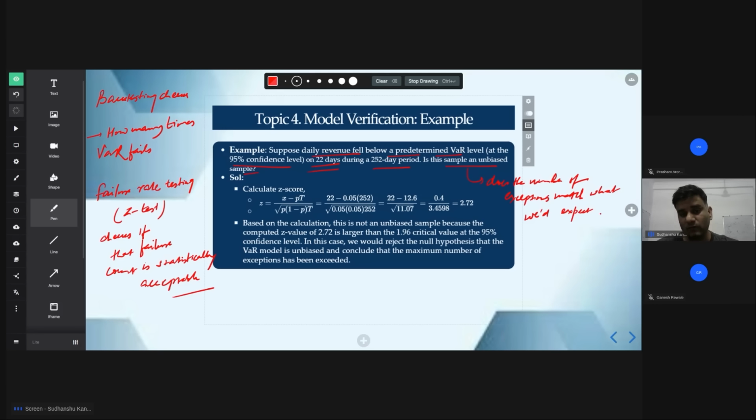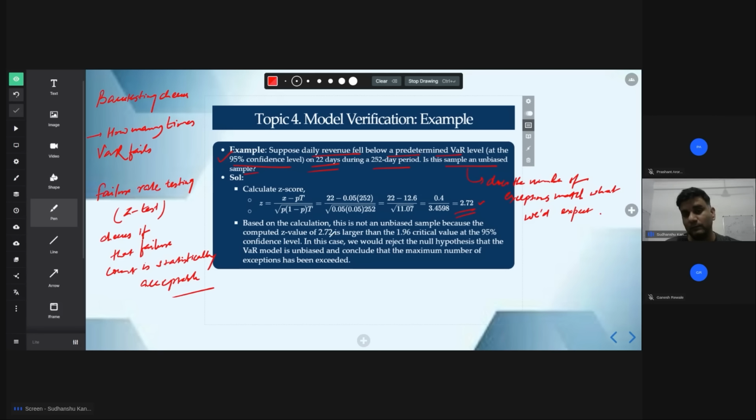So what do you do here? You recall the z-test formula, which is x minus pT divided by the square root of p(1 minus p)T. We put in the numbers: x is 22, p is 0.05, 5%, and 252 trading days. The answer comes out at 2.72. Now, when I get 2.72, what does it mean? Let's interpret the result. The critical Z value at the 95% confidence level, because we have taken a 95% confidence level, is plus or minus 1.96.